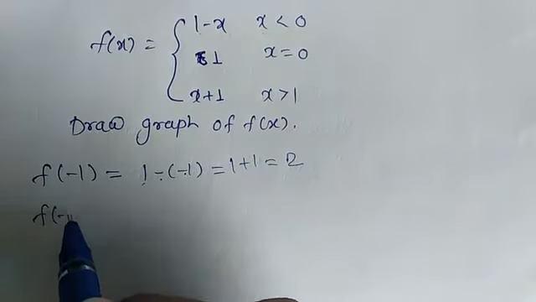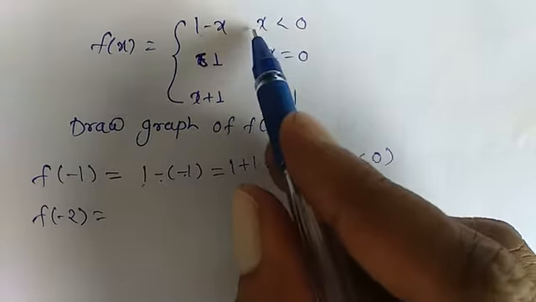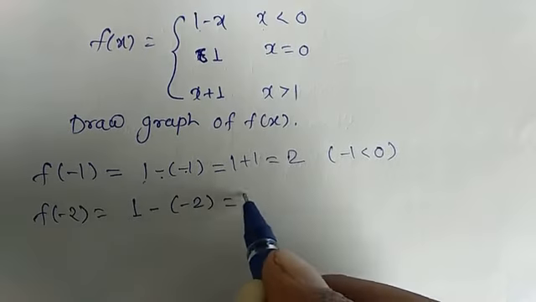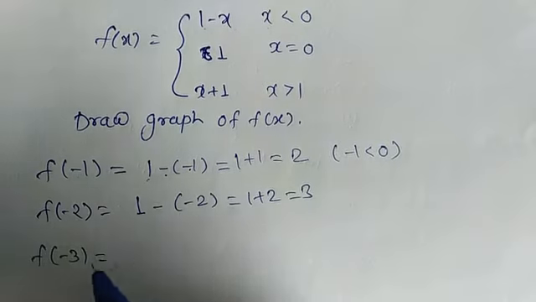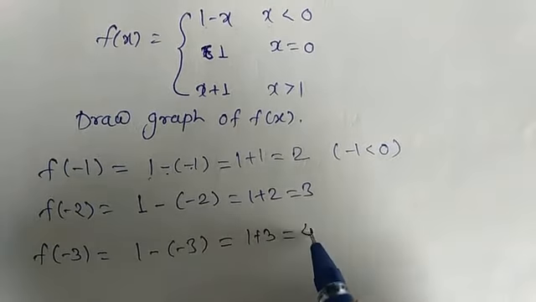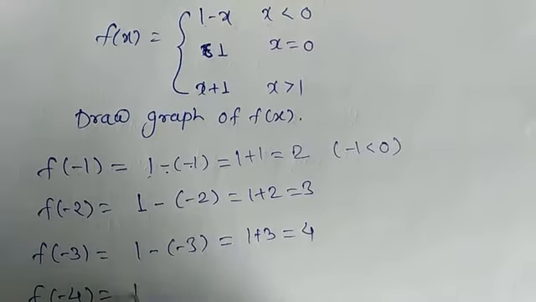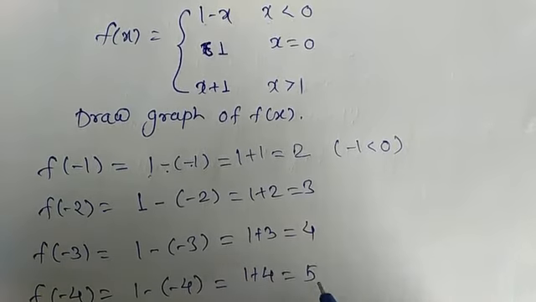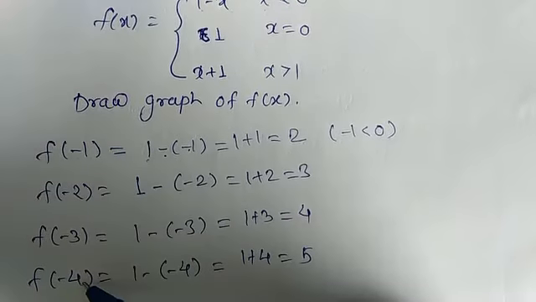Next, f of minus 2. Again, minus 2 is less than 0, so we are taking this function. So it is 1 minus of minus 2, which is equal to 1 plus 2 is equal to 3. f of minus 3 is equal to 1 minus of minus 3 is equal to 1 plus 3 is equal to 4. f of minus 4 is 1 minus of minus 4 is equal to 1 plus 4, which is 5. So these are the values for x less than 0.